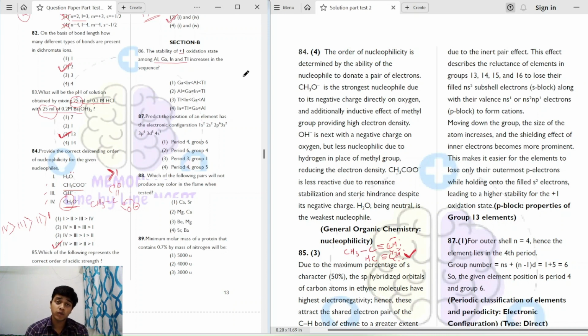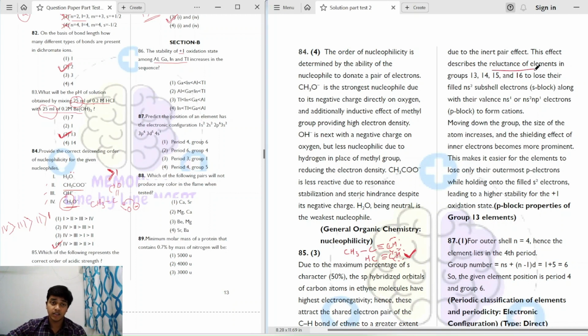So all of these four elements are present in the same group. Okay. So what happens as we go down the group, the stability of the +1 oxidation state will increase. This is because of the inert pair effect. So what is the inert pair effect? Inert pair effect is the reluctance of the p block elements generally, which we have in group 13, 14, 15, and 16. So they are reluctant to lose the electrons in their ns2 subshell, right? So they are reluctant to lose the electrons in the s subshell.